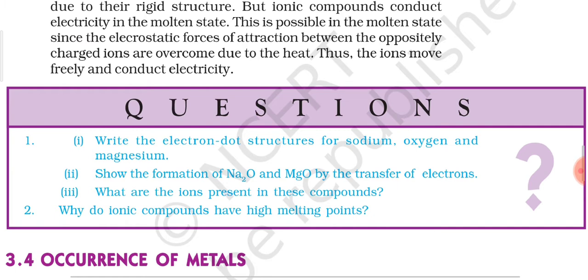Then the third point is: what are the ions present in these compounds? After showing the formation of these ionic compounds, you can easily write the ions. And even if you have not shown the formation, you can still write them, because you know that metals are electropositive in nature and non-metals are electronegative in nature. Suppose our ionic compound is sodium oxide. Then you know that sodium is electropositive in nature as it is a metal, and oxygen will be electronegative in nature as it is a non-metal. So sodium will develop a positive charge, and oxygen will have a negative charge.